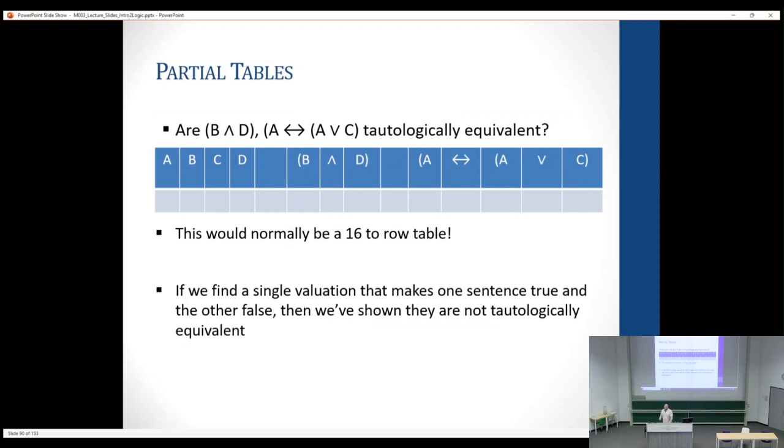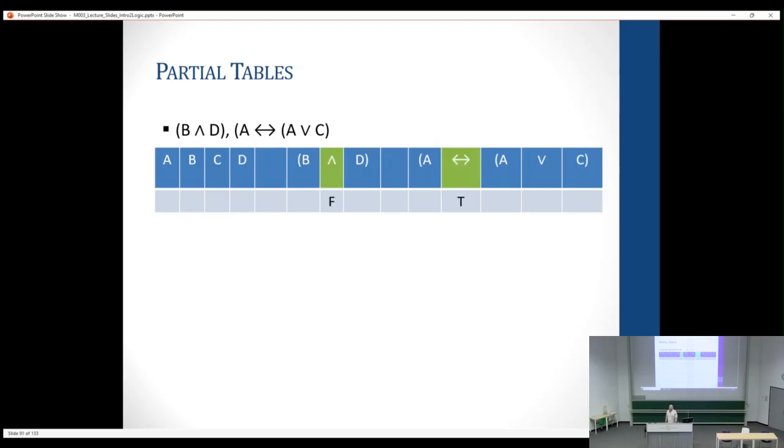Instead, I'm going to think about it, see if I can come up with a valuation that makes the two sentences differ in truth value. That is, can we come up with an assignment of truth values in our matrix for this stuff over here, an assignment of truth values that's going to make one of these true and the other false? Well, we can work backwards. Let's try this. Can we think of a way to make the left-hand sentence false and the right-hand sentence true?